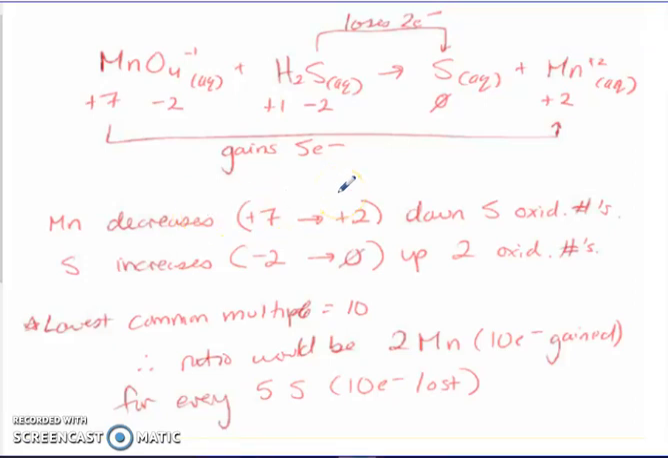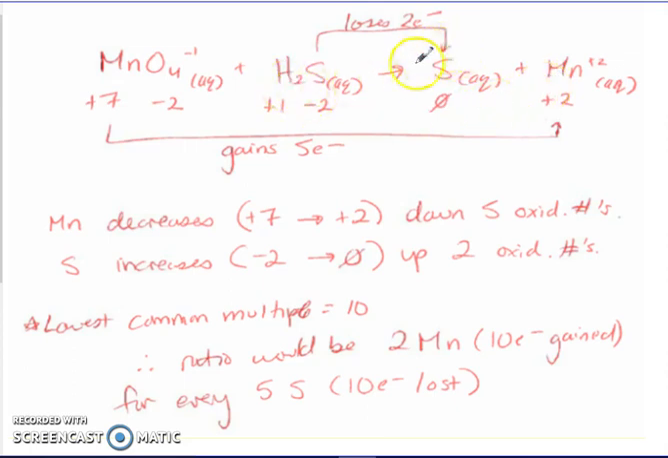Okay, so let's take a look at the answer for this. The first step is to assign oxidation numbers for everything. That's something you have to feel comfortable with. In this case, these are pretty straightforward to assign, right?